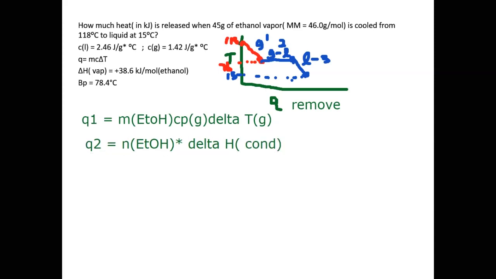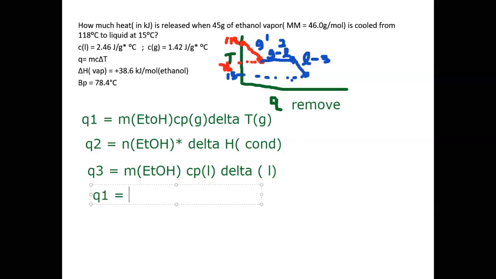And then in Q3, we'll take the mass of ethanol, now here is the specific heat of the liquid, times the delta T of just the liquid. So again, we have three different Qs. We're going to calculate each one, make sure they're in the right units, and then add them together. So now we're ready to plug and chug.